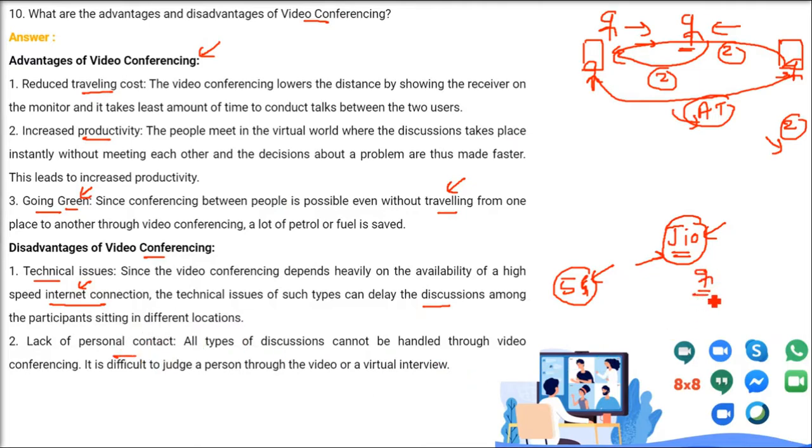Lack of personal contact. As I said earlier, a human being is a social animal. They love, they care, they have feelings, emotions, and that cannot be conveyed on video conferencing. How can you show your love to your kid? You need to kiss him, you need to grab him, you need to hug him. So there is a lack of personal contact here.